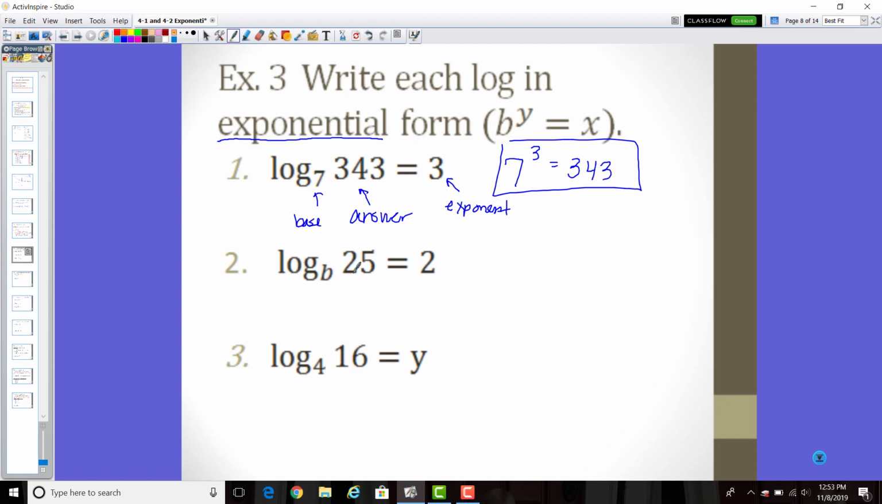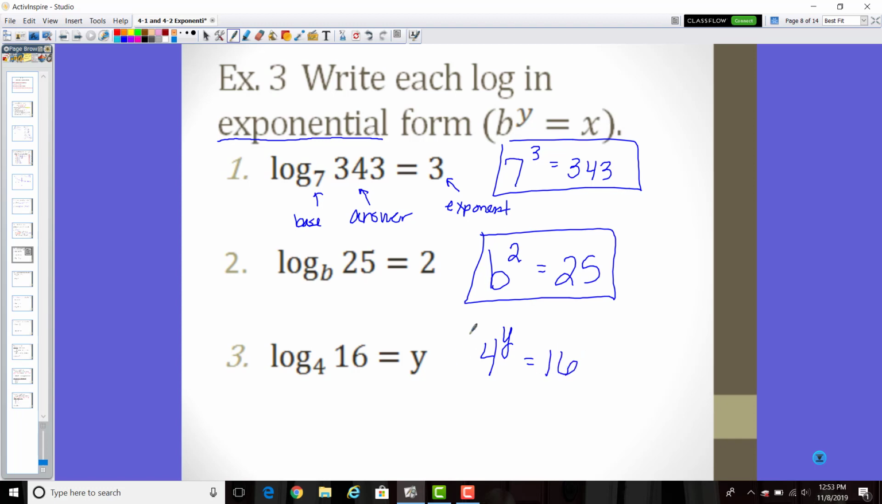Second one, log base b of 25 equals 2 is going to be base b to the second power equals 25. Now I'm not solving this right now. I'm just working back and forth between the form of logs and its equivalent exponential form. So the third one here, log base 4 of 16 equals y, is going to be 4 to the y power equals 16. Now we are going to be using our knowledge of exponential form of logs to help us evaluate logs in a minute.